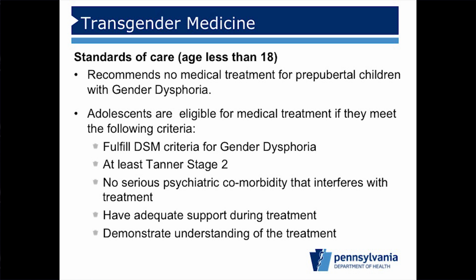So for prepubertal children, there is no medical treatment. Well, that kind of makes sense. I mean, they're prepubertal, so they don't really have clinical levels of sex hormones, so what medical treatment would you want to do?